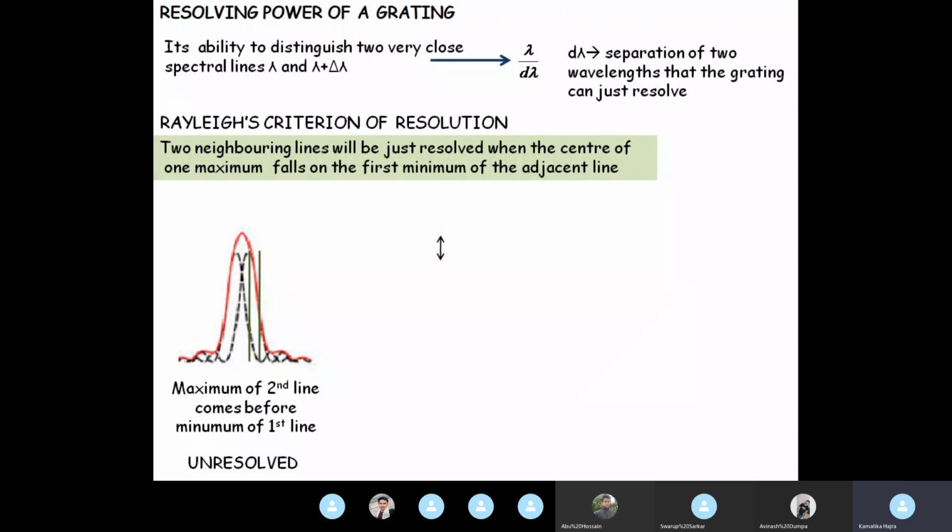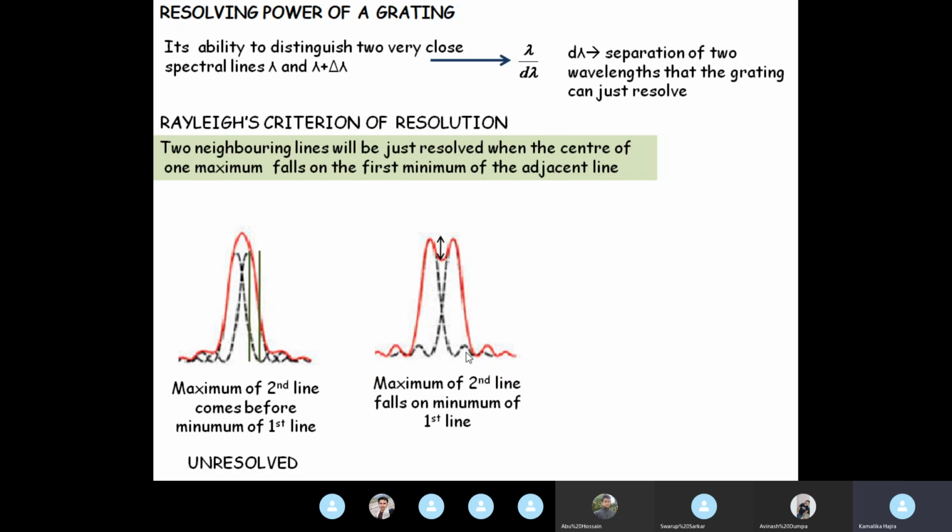Now let's see the second condition. Again, this is one peak and this is the other peak. But now the maximum of the second line falls just on the minimum of the first line. They fall together, and this is called just resolved according to Rayleigh's criterion.